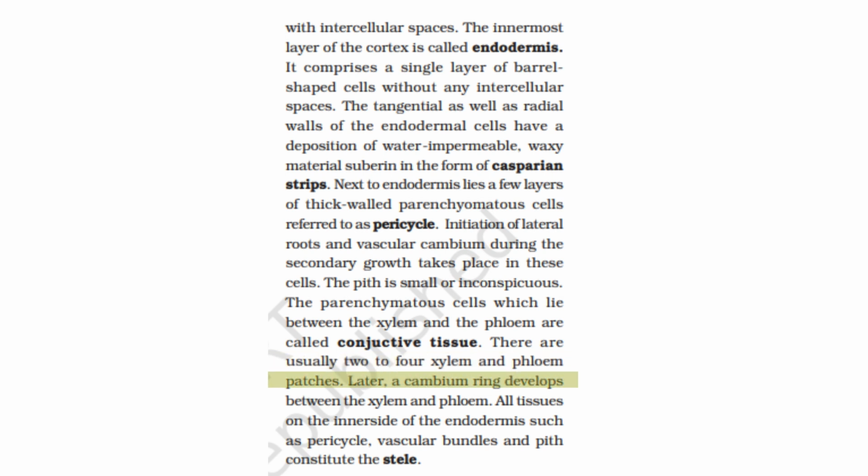Later, a cambium ring develops between the xylem and phloem. All tissues on the inner side of the endodermis, such as pericycle, vascular bundles, and pith, constitute the stele.